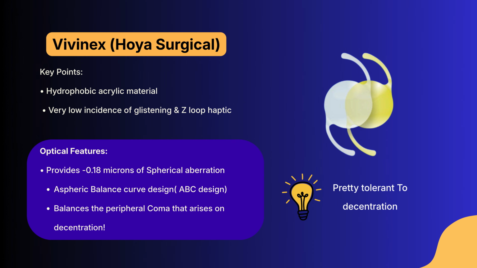So very simply, it uses a dual zone to generate an opposite coma effect that will cancel each other out during the tilt. So in the center you have a spherical aberration correction, and in the periphery you have an opposite coma effect, which will basically nullify the coma which will be produced in case the lens gets tilted. So this makes Vivinex highly tolerant to decentration.